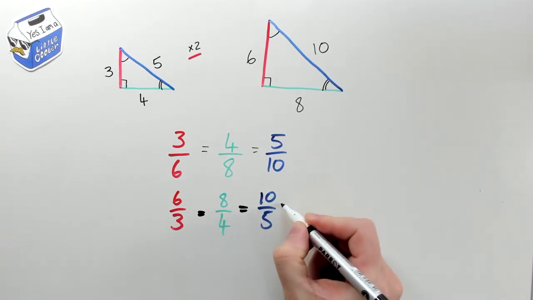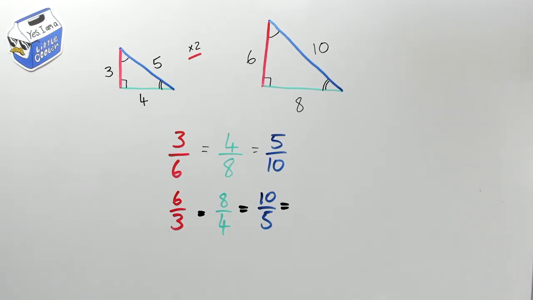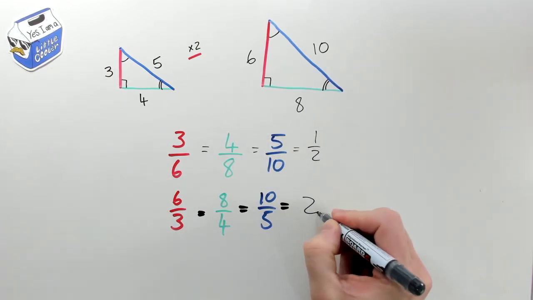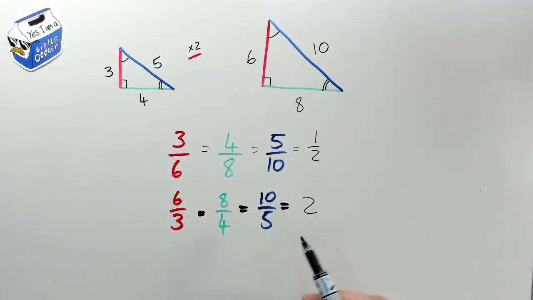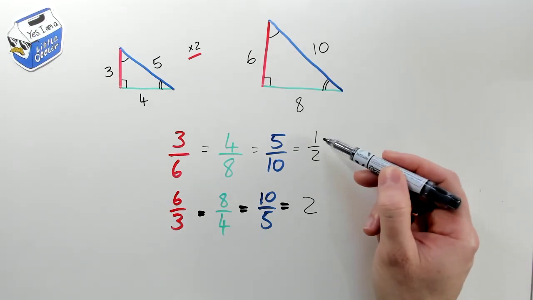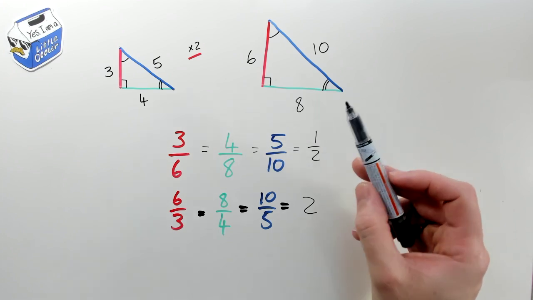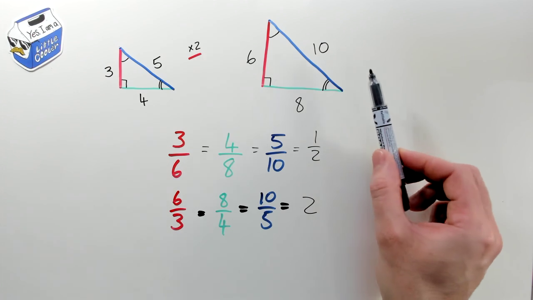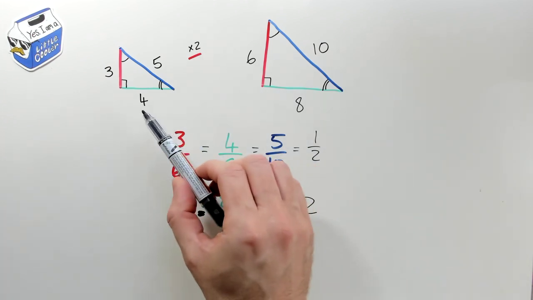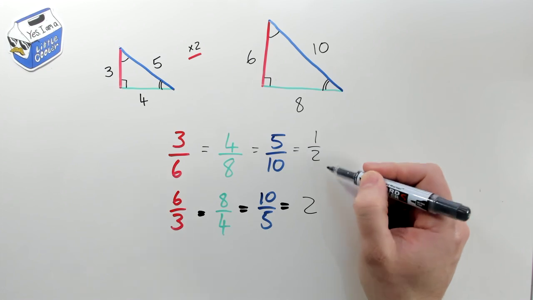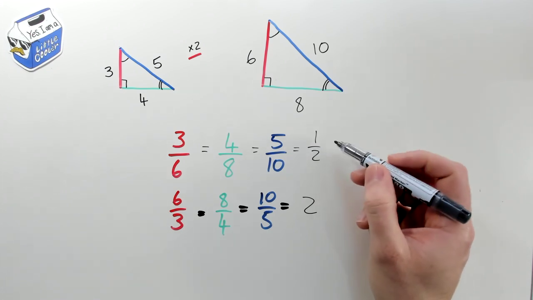Oh, sorry, wrong marker. They're all equal. This would give me a half, and this would give me 2. And you see, this magic number we get is what we call the scale factor, because it's the number I have to multiply or divide with to go from one shape to the other shape. In this case, you can see there's 2 and a half, and basically the one is just the reciprocal of the other one.